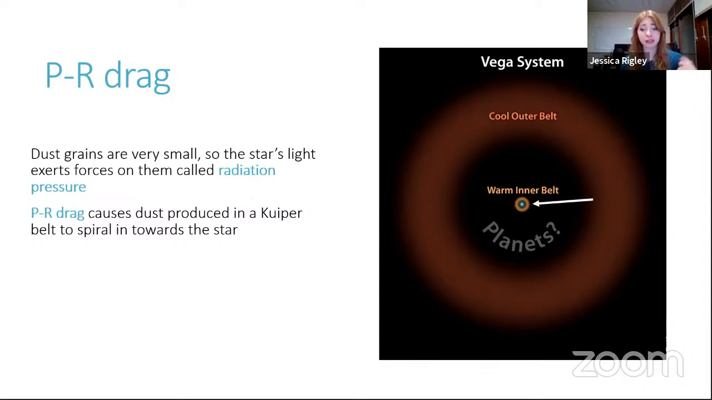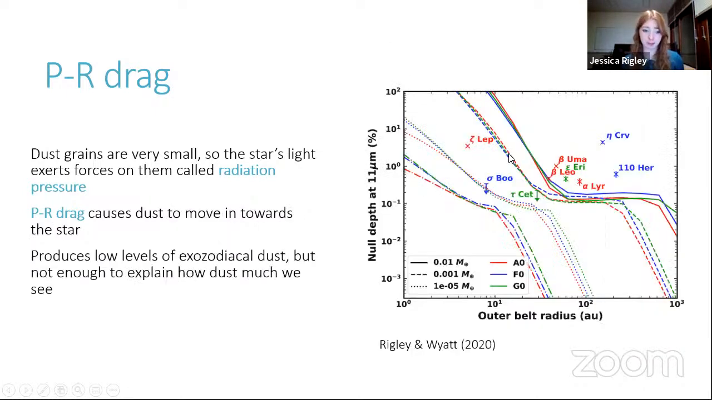So if a dust grain is orbiting a star, it doesn't just stay where it is. The sunlight actually affects the motion of the dust grain. And part of this radiation pressure is a drag force called PR drag. And so if we have dust produced in this outer belt, PR drag causes it to slowly spiral in towards the star on really long timescales, but it will slowly reach the habitable zone of the star. And so maybe that's what's going on. And the dust is being produced out here by collisions between these Kuiper belt objects and then slowly drifting towards the star. And so this is what I tried to model in the first part of my PhD.